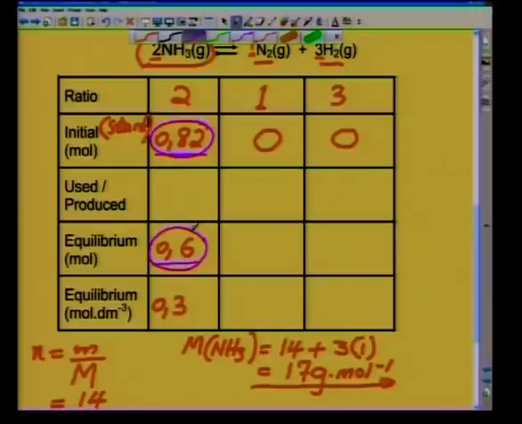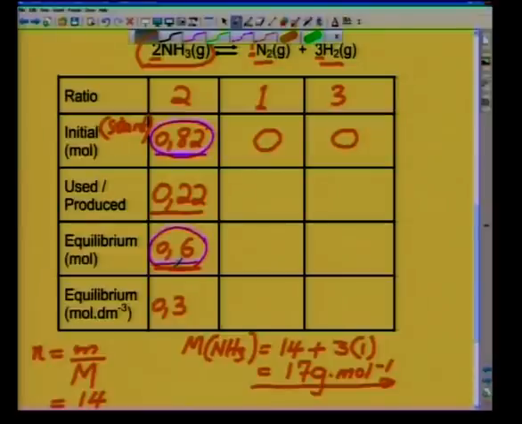So how do we do that? You can work this out quickly, even if you're not using a calculator. 0.82 minus 0.6 is going to give us 0.22. So we've got 0.22 moles of ammonia that has been used up. And it is from this number of moles that we have some moles of N2 and some moles of H2 formed, because these ones remain unreacted. They are still there at equilibrium.